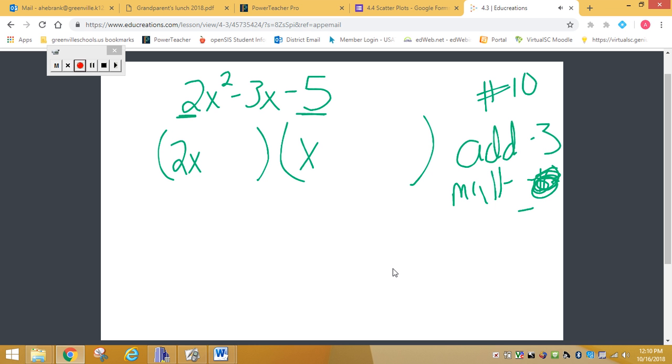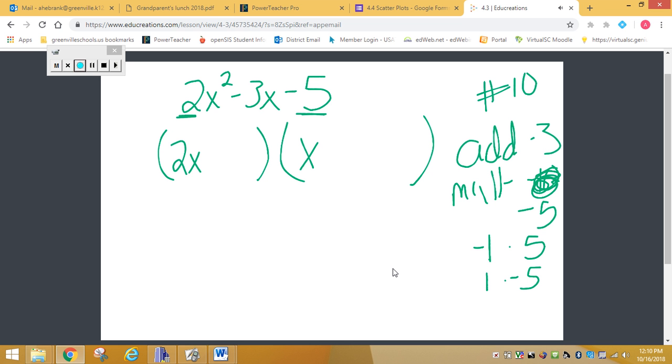We still want to multiply to get negative 5. So the only way we can get 5 is by 1 and 5, right? So 1 times 5 has to be my answer. Because it's a negative 5, one of them would have to be a negative and the other one would have to be positive. So really it could be negative 1 and 5, or it could be positive 1 and negative 5. Okay?